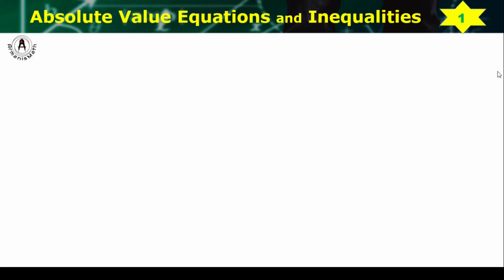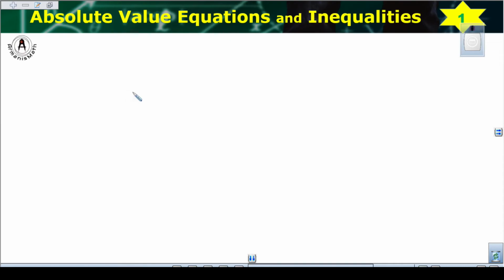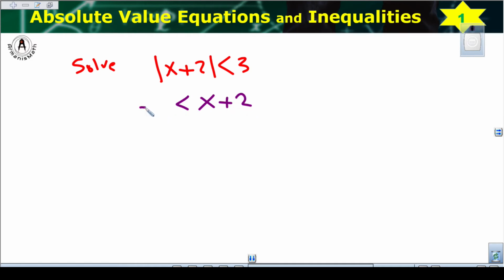So here's an example. Solve the absolute value, I'm going to go easy first: the absolute value of x plus 2 is less than 3. Okay, that's no problem. So I'm going to take what's inside the absolute value. Remember, what's inside is what's going to determine the solution to this inequality. I have to be greater than the negative amount of it and less than the positive amount of it.